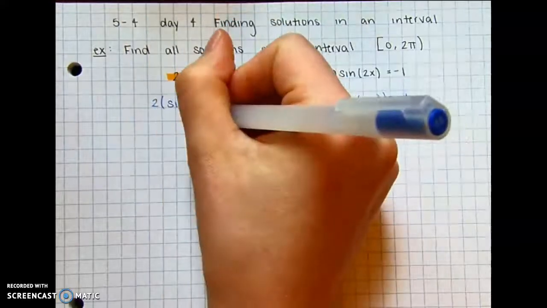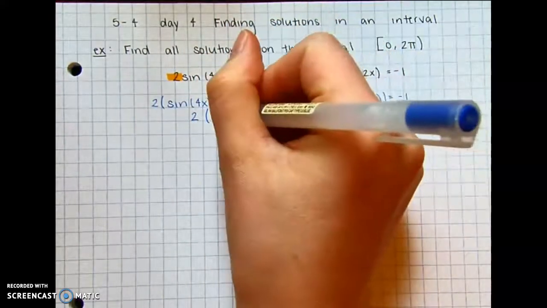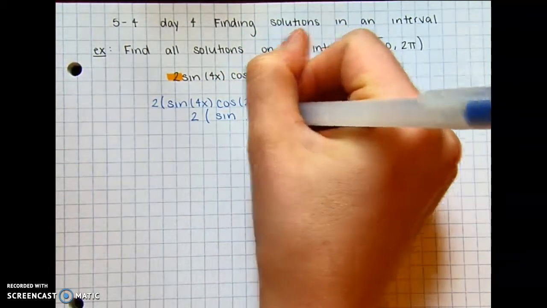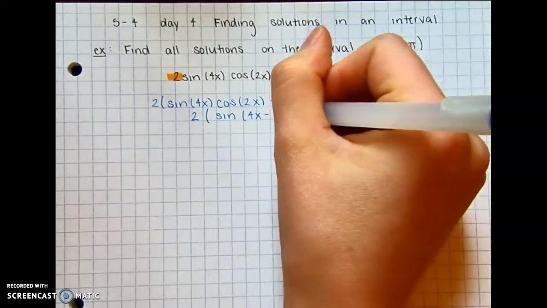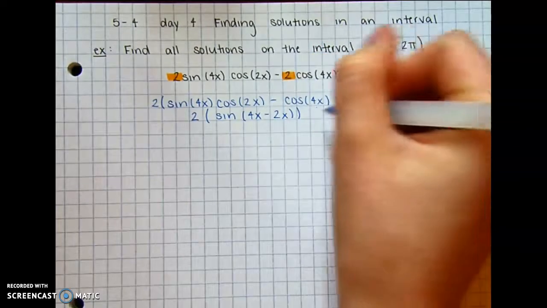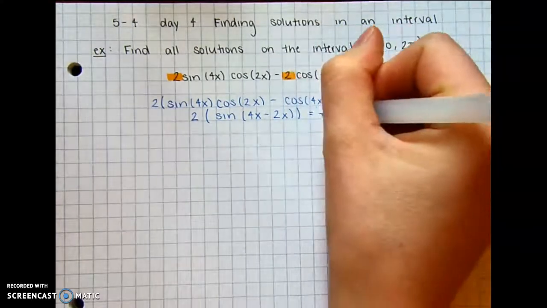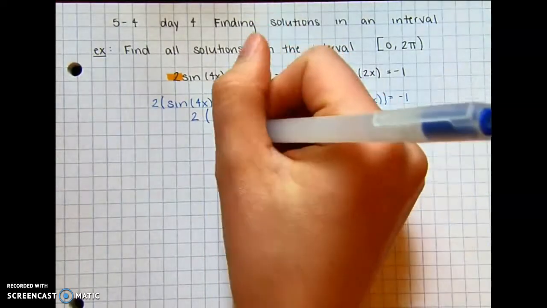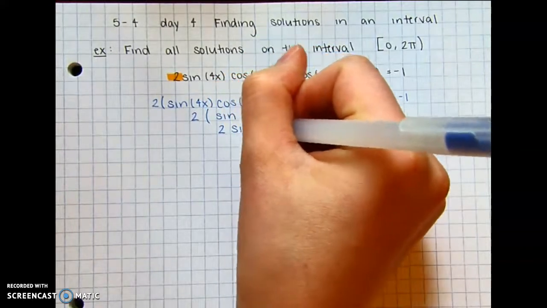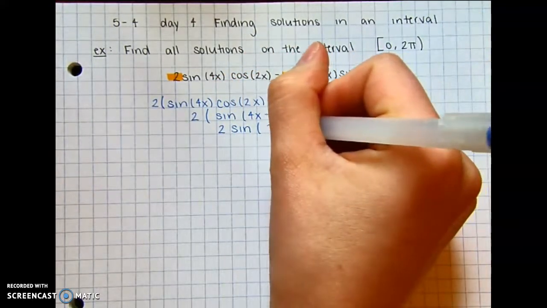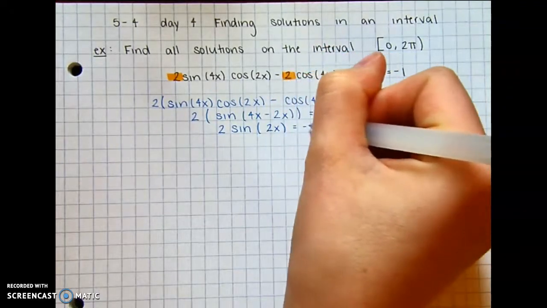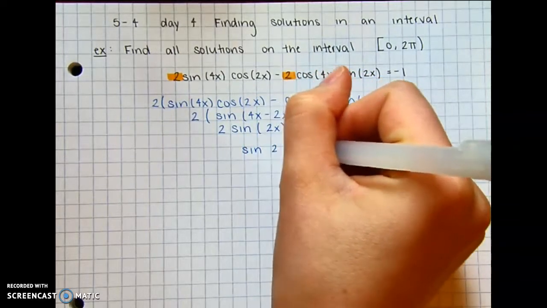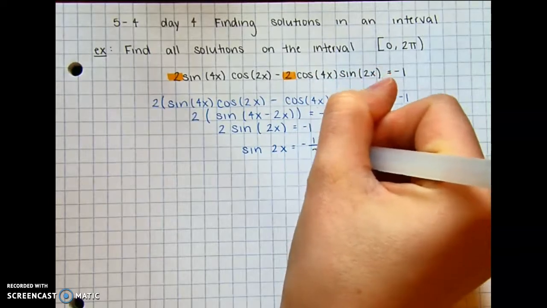So using that identity, I'm going to rewrite this as sine of the first angle, which is 4x, minus 2x. I guess we don't need all these parentheses, but whatever. Okay, so I'm going to subtract here. So we have 2 times sine of 4x minus 2x, which is 2x. And then solve for sine of 2x, which will be -1/2.